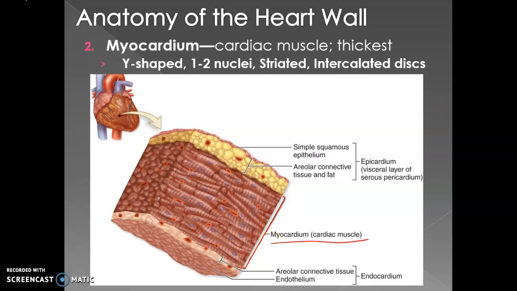And the cardiac muscles, as we have learned before during Unit 1 of our lecture, the myocardium is made up of Y-shaped cells, and those cells have 1 to 2 nuclei. They show striations, and these cells are connected to each other by intercalated discs, which house gap junctions for very easy flow of information. Hopefully you remember that. So myocardium is just cardiac muscle, and that is the thickest layer of the heart wall.